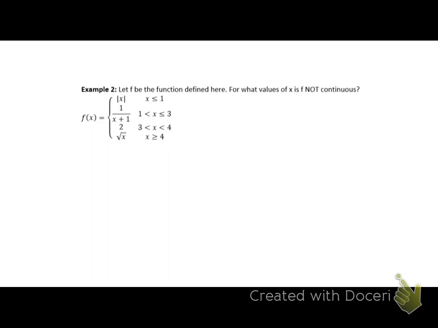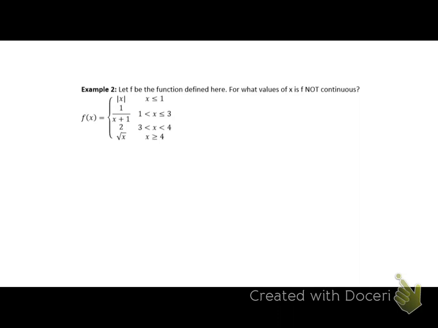For example 2 in particular, we want to see where it is not continuous. So first let's analyze what's going on here. We have the absolute value of x. The absolute value of x, in case you don't remember, is a V, which is continuous everywhere. So we don't have to worry about that. We have 1 over x plus 1. That is only discontinuous at -1. We're not worried about -1. We're worried about 1 to 3 for this particular function, so it is continuous over the domain that we're talking about.